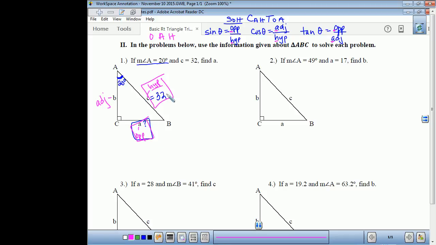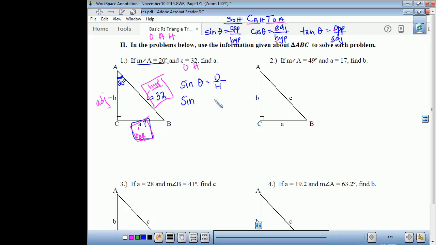They gave us the hypotenuse is 32. They want to know what the opposite side is. Opposite and hypotenuse, O and H. Which of these three trig ratios, sine, cosine, or tangent, is a ratio of opposite and hypotenuse? Well, opposite and hypotenuse is sine. So sine of an angle is opposite over hypotenuse, which in our case they actually give us the angle.